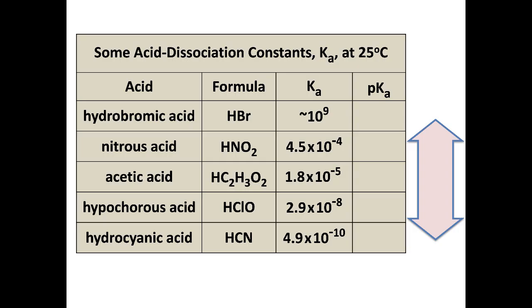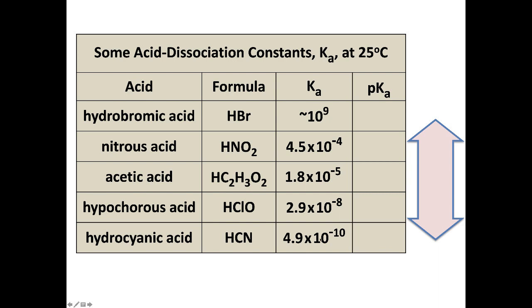Now, these acid dissociation constants for different acids can be found in tables. This is a small table showing just a few acids. It includes hydrobromic acid, which is a strong acid, almost fully dissociates. It has a really, really big Ka value. Nitrous acid we just did, and then acetic acid, hypochlorous acid, and hydrocyanic acid.